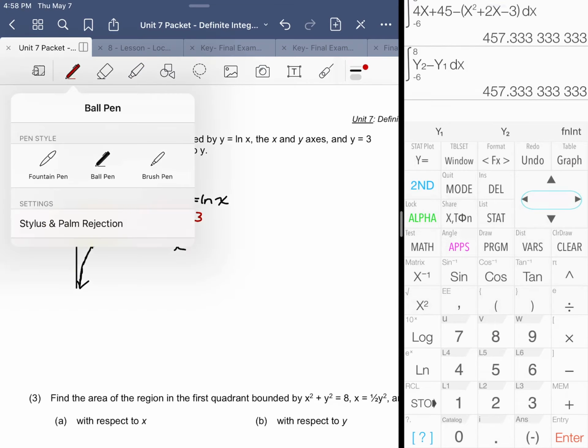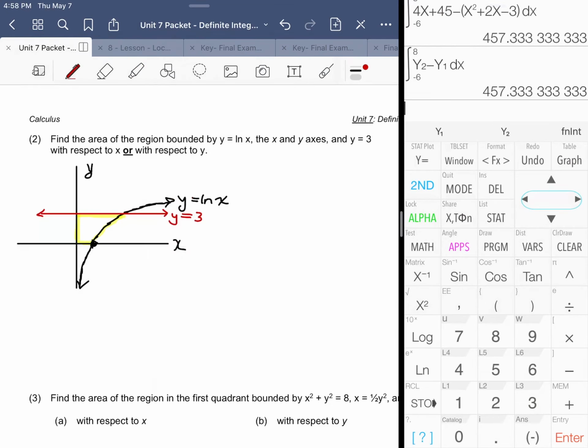All right. So it's a question of, how do I want to do this? Do I want to do it with respect to x, meaning, do I want to use a dx in my integral, or do I want to do it with respect to y? We learned a couple lessons ago that when you get into bounded regions, you can handle it a couple of ways. One way would be to create a rectangle, find the area that you don't want, and subtract it off.